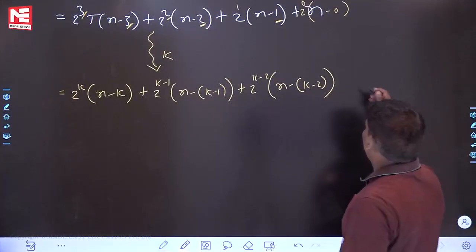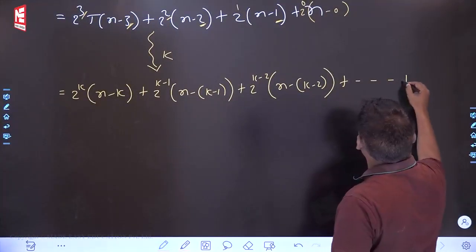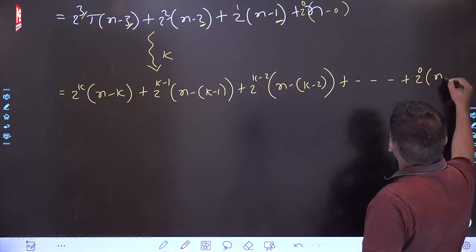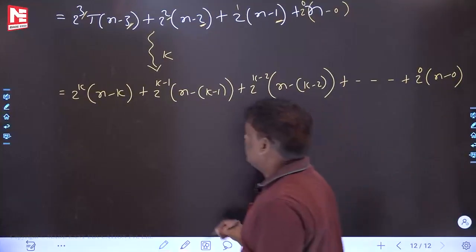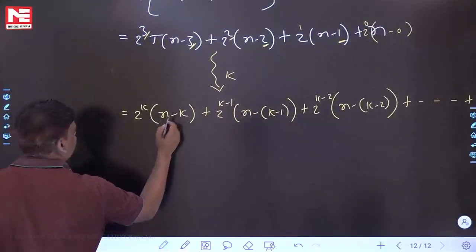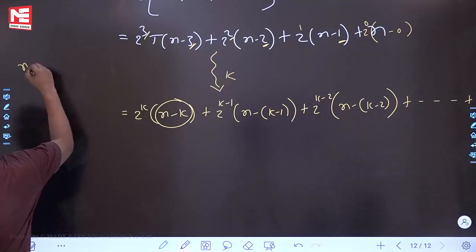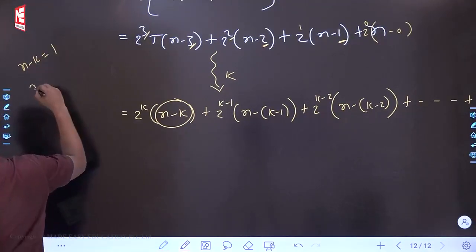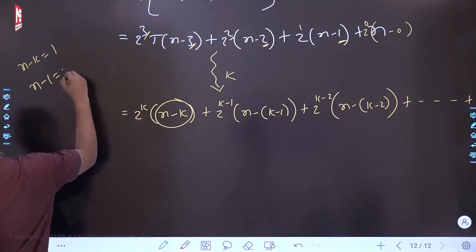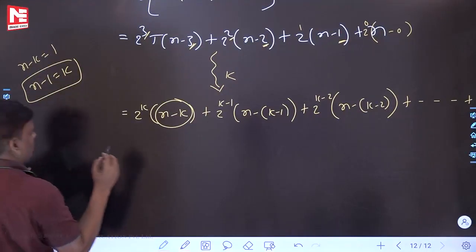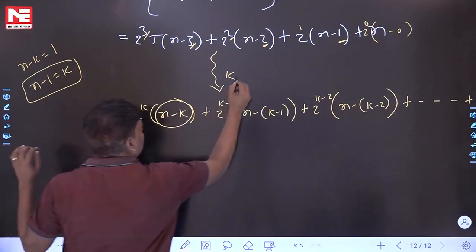Right? It keeps on going until the last one. What is the last one? 2 power 0, n minus 0. Right? Like this. Next one. Some people are asking, what is the termination condition? This should be 1. N minus k is equal to 1. Right? N minus 1 is equal to k. K is n minus 1. Replace it now, and it will become k is n minus 1.